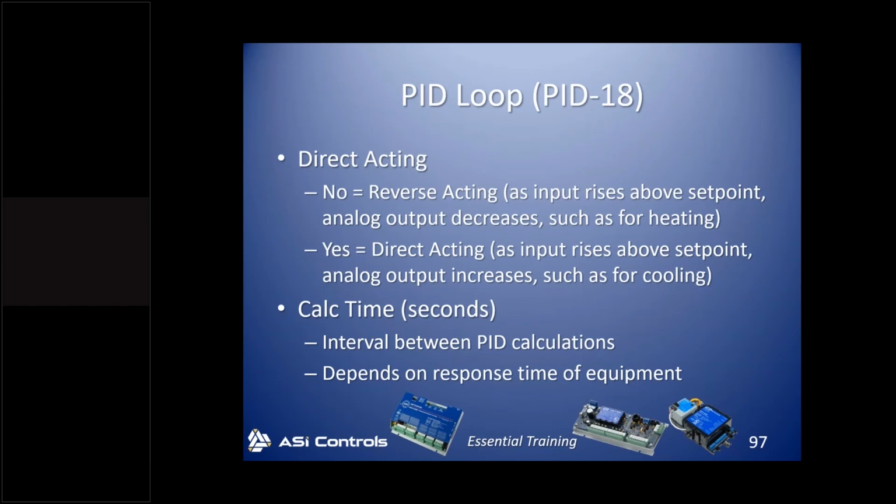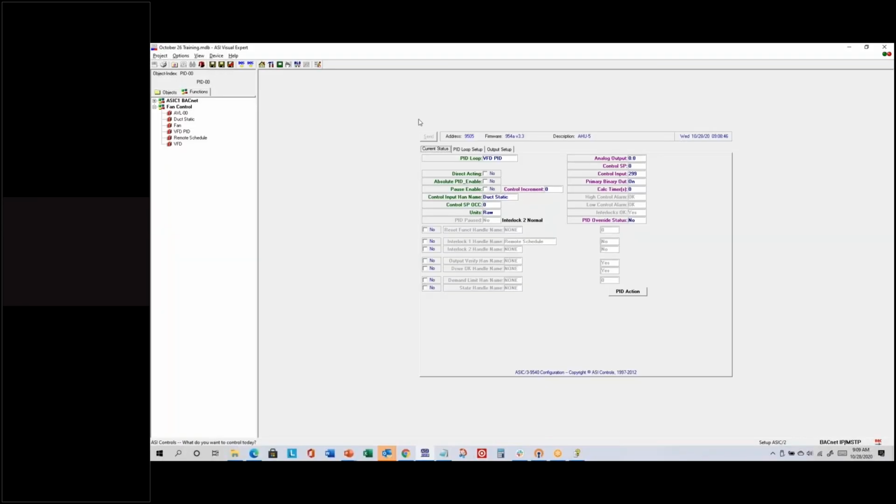So in the case of fan control, it would be reverse acting. If the pressure gets too high, then we reduce the signal to slow down the fan. So direct acting would be no there. And just like in the ASIC ones, the text describes the current setting of the checkbox. So unchecked and no is what I want here.